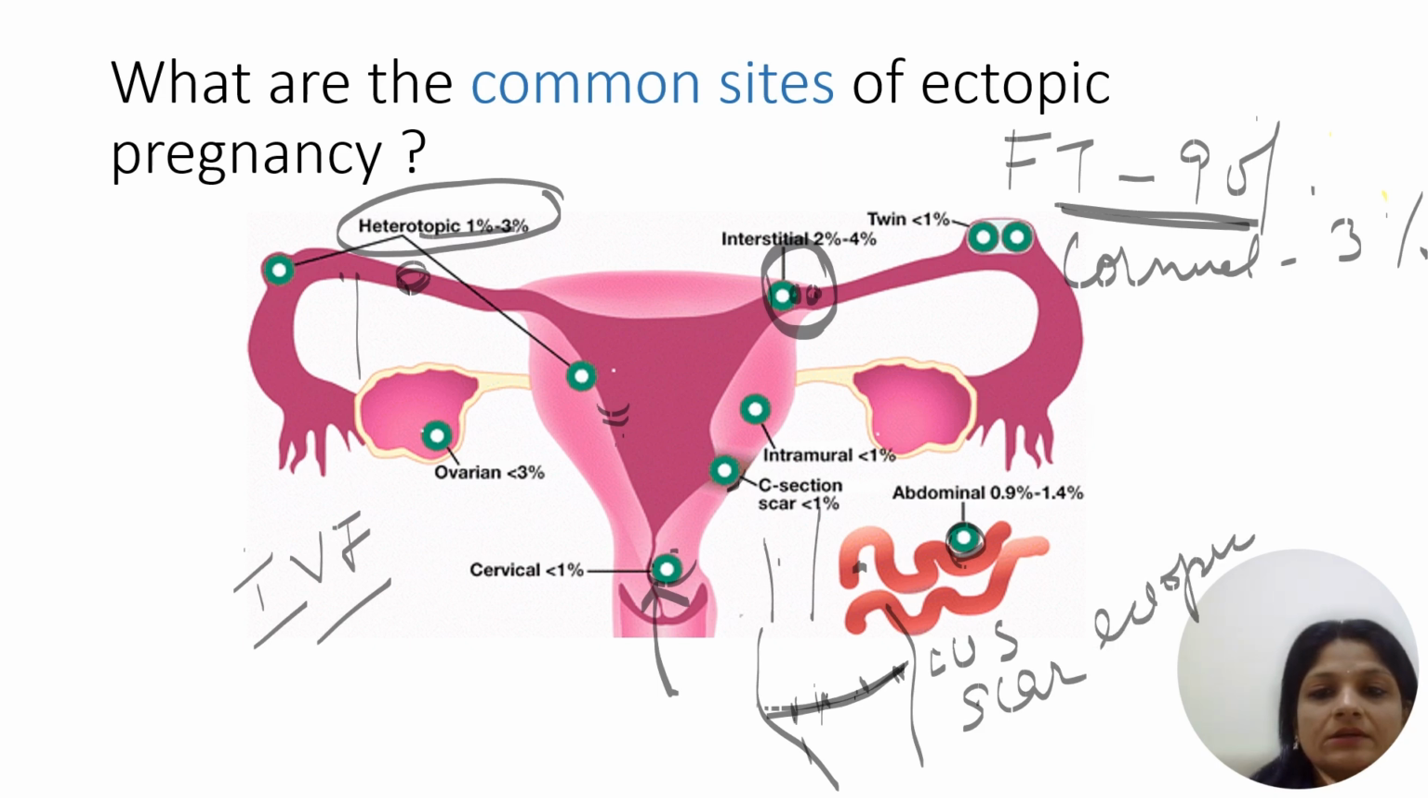Okay. So just to summarize again, the most common site is the fallopian tube, more than 90%, followed by the cornual pregnancies and or in the interstitial portion of the tube. Then you come down from below, the cervical, the C-section scar pregnancy, the intramural pregnancy, and then followed by rare sites are ovarian and heterotopic pregnancy. Okay. Rest all pregnancies will comprise between 1 to 3% of all ectopics.